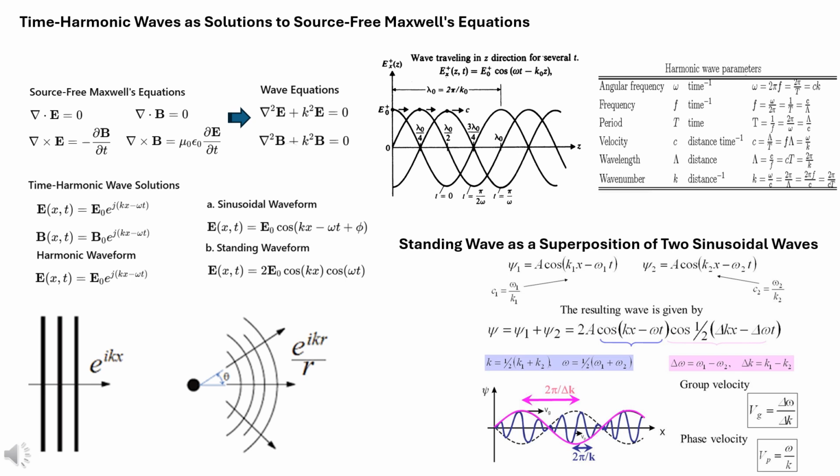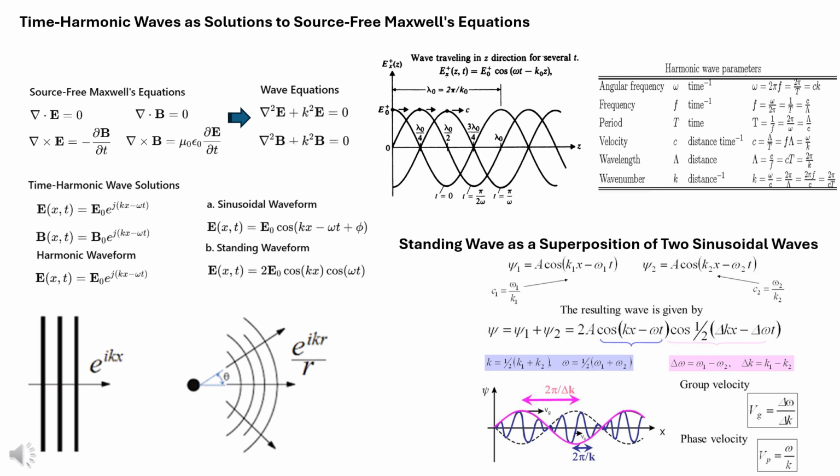Now, on this slide, you can see the source-free Maxwell's equations, which govern the behavior of these fields. When solved under time-harmonic conditions, these equations give rise to the wave equations that describe how these fields oscillate and propagate. Time-harmonic waves are characterized by their sinusoidal variation over time, a key feature that simplifies our understanding of wave phenomena. To help visualize this, we've included a schematic that shows these waves and their relevant parameters.